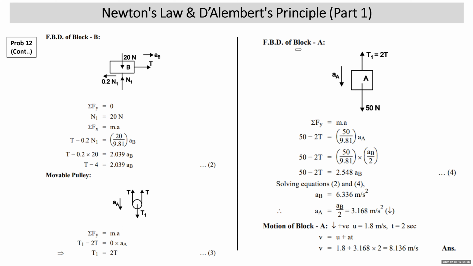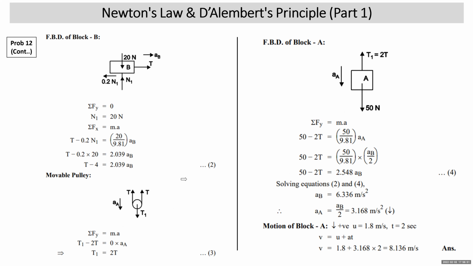Now we draw the free body diagram of block A. Block A, its weight is 50 Newton. T1 is 2T, as we understood from the previous part. Acceleration is downwards, A. Sigma Fy is equal to MA: 50 minus 2T is equal to MA. M is 50 upon 9.81 into A. Right? A is AB by 2. Now you get another equation: 50 minus 2T is equal to 2.548 AB.